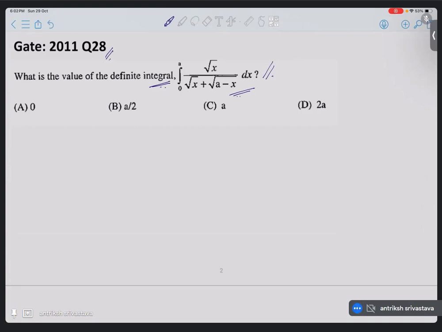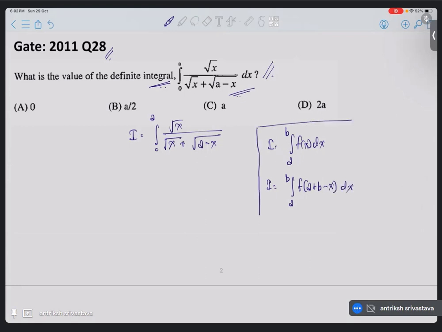Okay, so now let me solve this equation. So let's say this integral is I. We have 0 to a, root under x, over root under x plus root under a minus x. Now, if you remember the property of definite integral, that is, if I is equal to integral a to b f of x dx, then it can also be written as integral a to b f of a plus b minus x dx, right? So we are going to use the same property here.